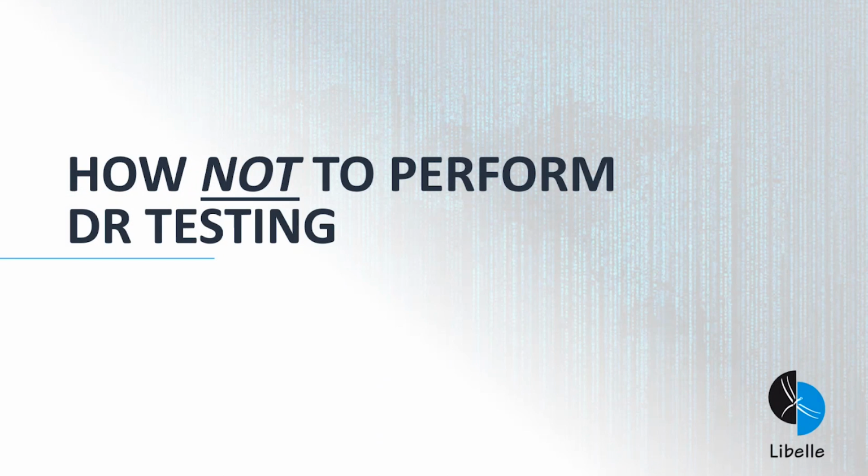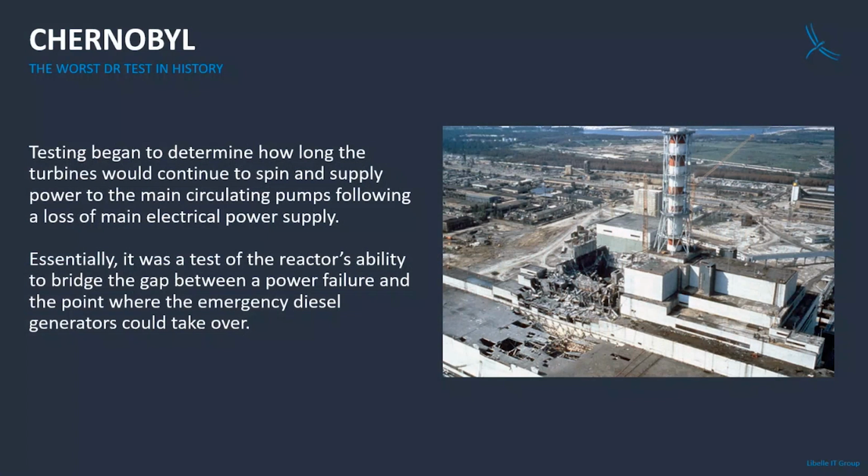So now we have talked about the different disasters that happened. We all know how severe disasters can be, and we want to do DR testing. But before we talk about DR testing, first let's take a look at how not to do DR testing. Chernobyl is probably the worst DR test in history. It's not in software, but still I think many lessons can be learned from it.